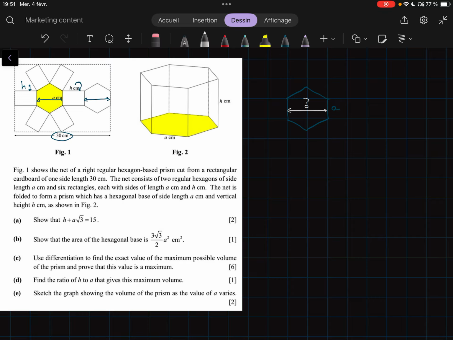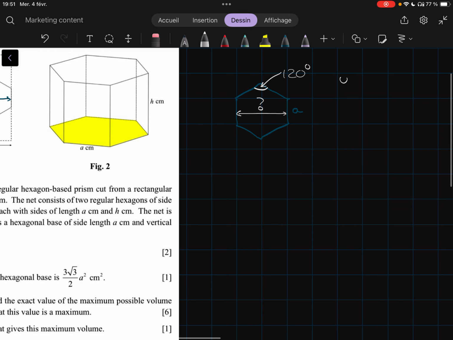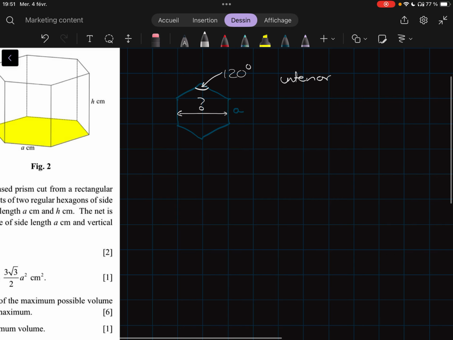If we look at the hexagon, we know that this angle here has to be 120 degrees. Why do we know this? Because the interior angle is equal to 180 degrees times the number of sides minus 2, divided by the number of sides. And this will give you 120 degrees.